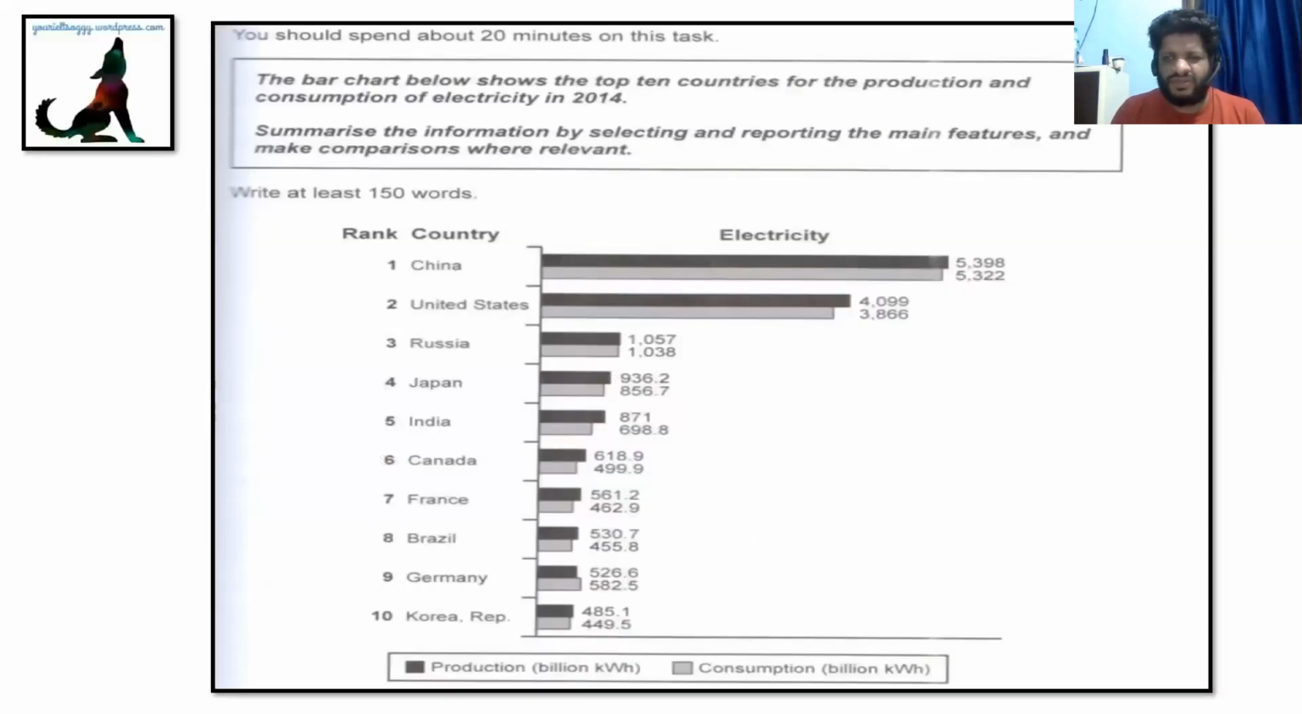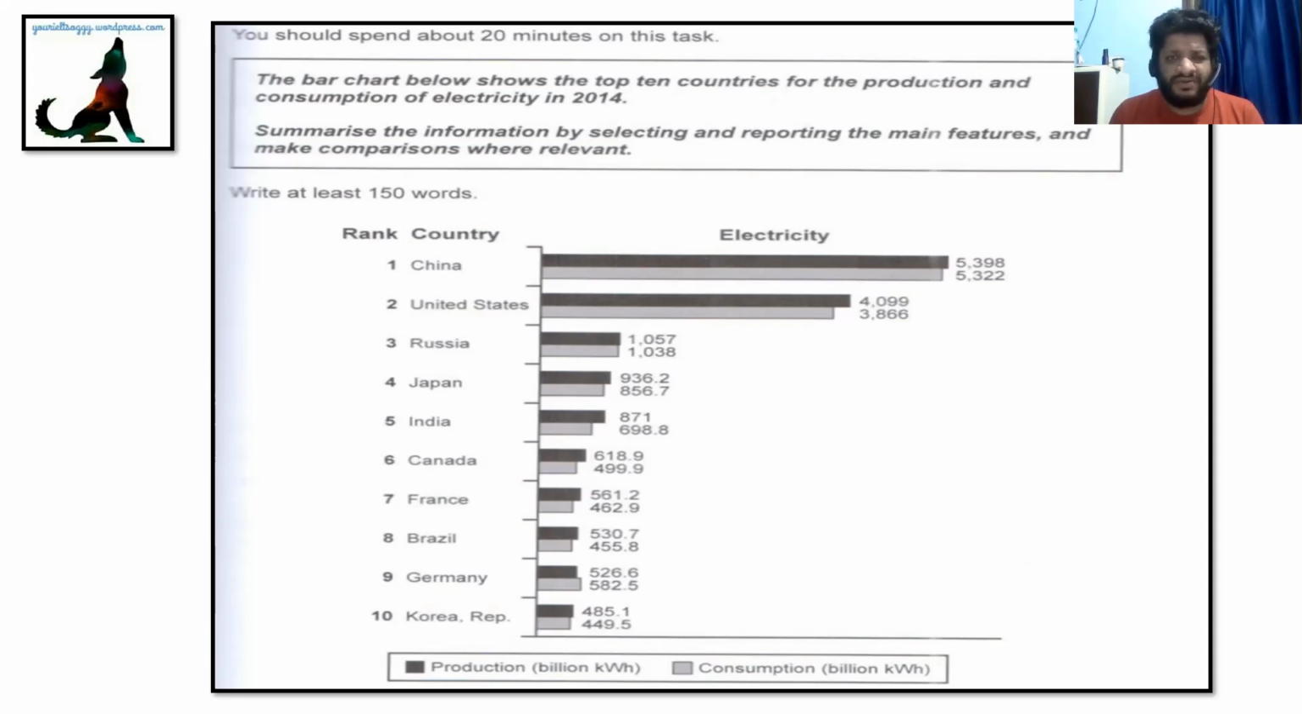So let's do a sample. Pause the video and have a look at the picture, and then we'll move. I hope you did so. So let me explain to you what the chart says.